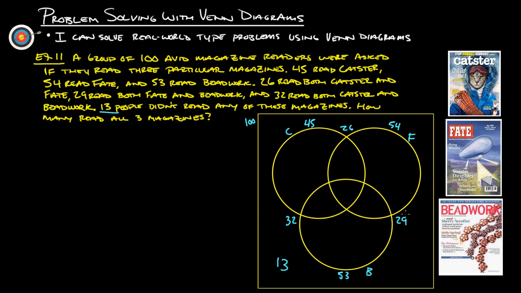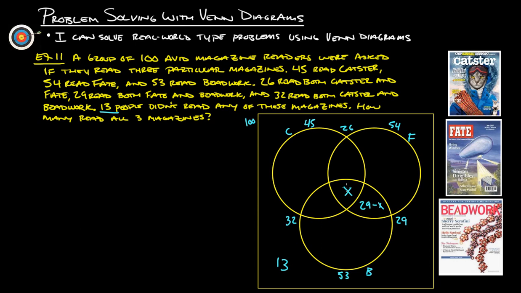So now we have to go through and figure out what all these numbers could possibly be. We're trying to figure out this middle piece. We don't know what that is, so let's call that X. We know there's 29 that have to be in these 2 regions right here, because 29 read both Beadwork and Fate. So whatever X is, if we take 29 and subtract X, that should be what we have for this region here.